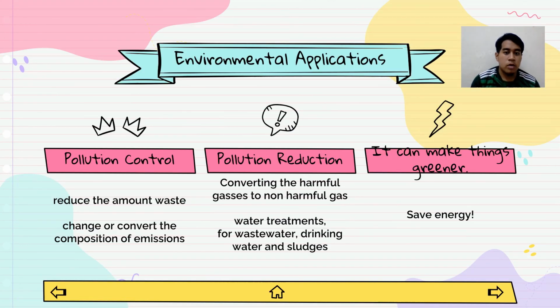Next, we move on to environmental application. First, the catalysis is used in pollution control. It can help reduce the waste and change or convert the composition of emissions by the industrial factories. Second, the catalysis can help to reduce the pollution. For example, it can help to convert the harmful gas to non-harmful gas. It can also be used in water treatment for wastewater, drinking water, or groundwater.